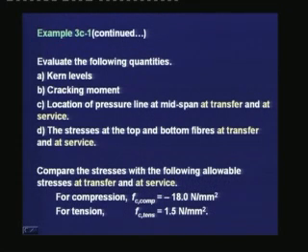Calculate the stresses at the top and bottom of the member under the service load moment which is given, and compare the stresses with the following allowable value at transfer and service. Here the allowable stresses are given to be same for transfer and service. In real situation, these values may be different. For compression, the allowable compression is minus 18 Newton per millimeter square. For tension, the allowable tension is 1.5 Newton per millimeter square.